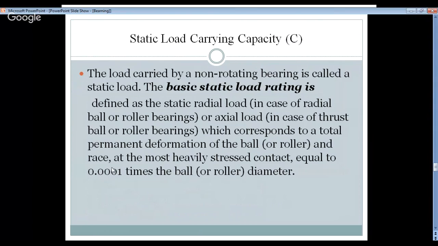It means that if we select any bearing, firstly it is checked in the static, stand-still condition. We mount the bearing and check whether this limit is exceeded or not. If the limit is exceeded, we replace the bearing and mount the next one of greater load carrying capacity.